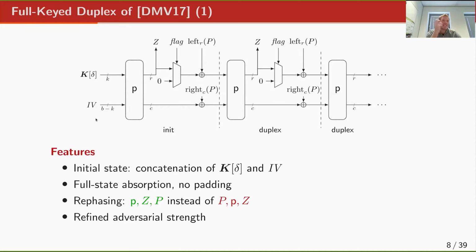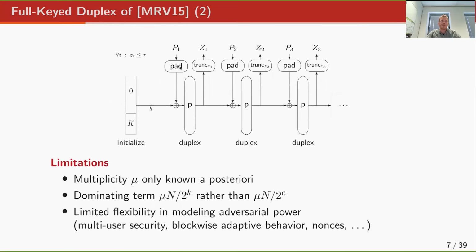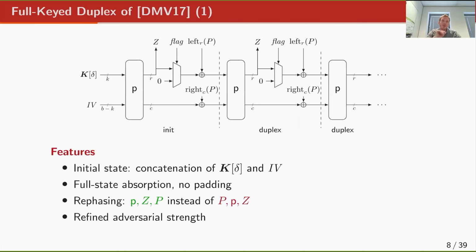So first of all, we now initialize the state with a key and some IV. The IV could be a nonce, it could also be a constant, something like this. This depends on the use case of the duplex. We do full state absorption, we don't do the padding. So in the previous picture, we always did a padding, which was a bit of a clumsy approach. So you always had to have an injective padding, so you're wasting one bit. We don't do this anymore. We rephased, so instead of absorb, permute, squeeze, we now have permute, squeeze, absorb. And we refined the adversarial strength. So instead of using the online and offline complexity, we had extra parameters which correspond to many different things.